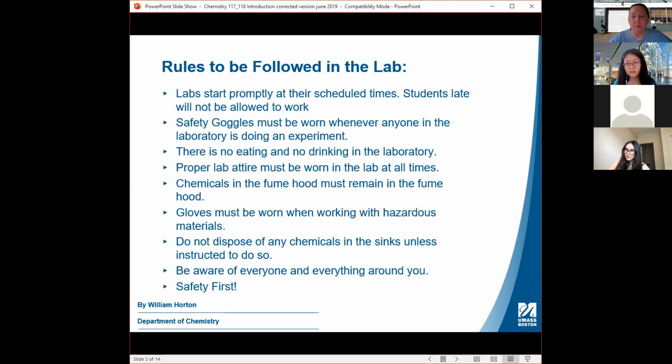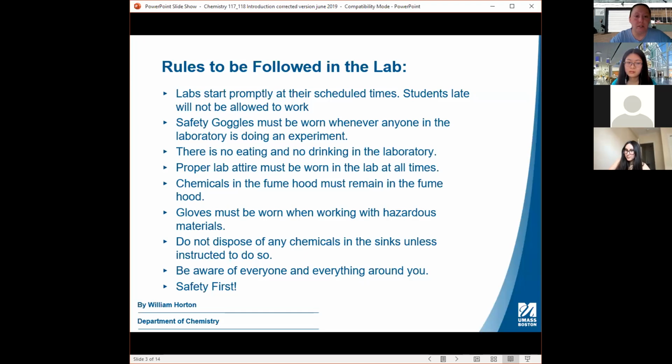Proper lab attire must be worn. My scientists, as you are getting into more advanced classes, you should get used to wearing pants every day, even in the summer, as well as closed-toed shoes. That is just a standard that you should be getting used to. If for religious reasons you wear skirts, make sure that they are floor length.